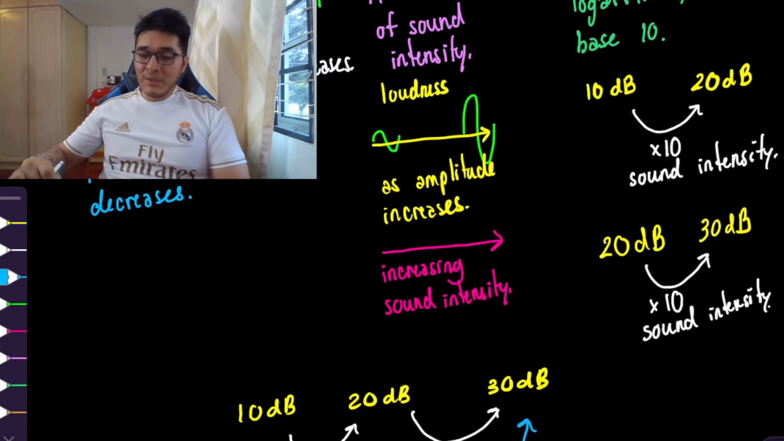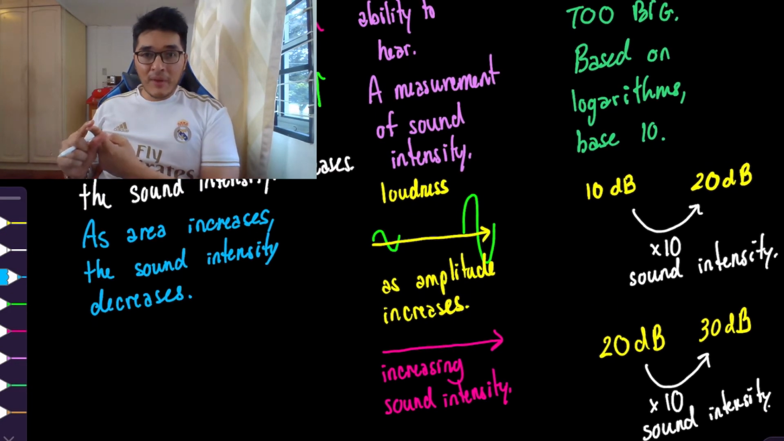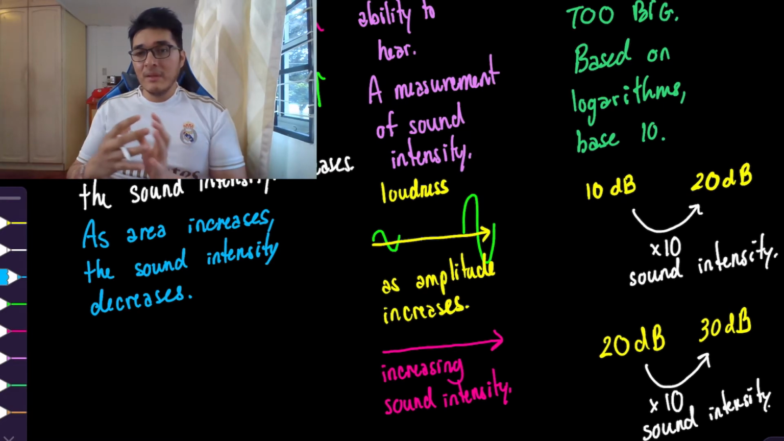So what's the conclusion here? Sound intensity is looking at the amount of energy in a given area. Loudness measures the sound intensity. And decibel is a more convenient way of talking about loudness or sound intensity, because those are too big of units, so we put them in a logarithmic scale.